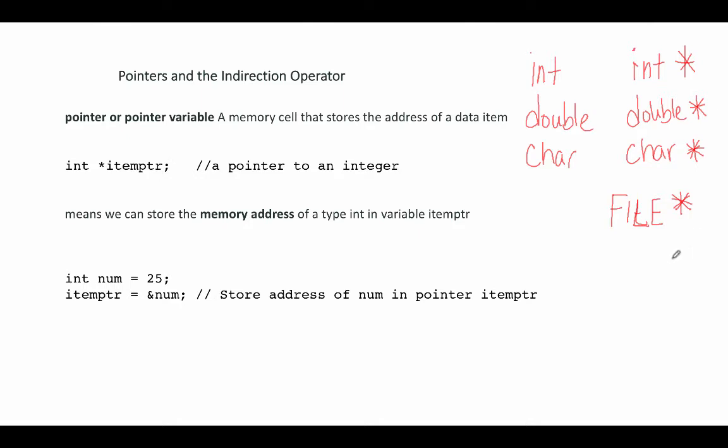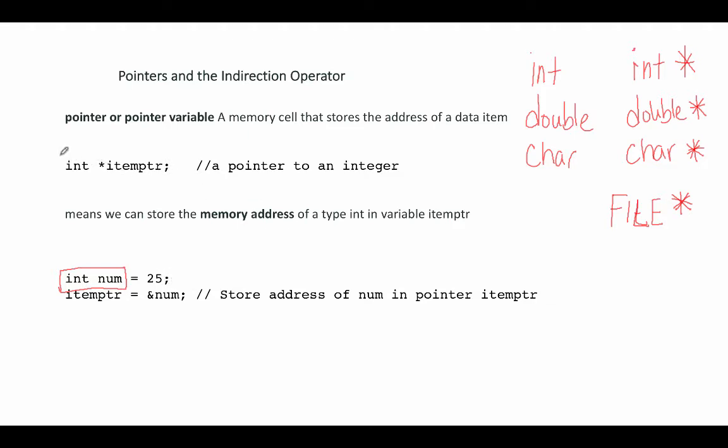So there's a couple of things to take a look at here. In this right here, this is a declaration of an integer and assigning the value 25 to it. This is the same thing we've been doing since the beginning of the semester. You can declare an integer, a double, a character, and you can assign values to those variables.